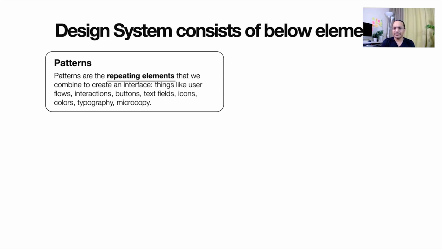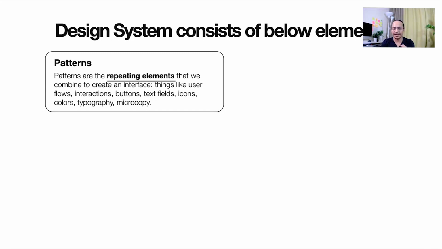Now, what are the different elements that constitute this design system? These are the patterns. And what are these patterns? Patterns are the repetitive elements that we combine to create an interface, like user flows, interactions, buttons, text fields, icons, colors, typography, microcopy, right? So all these patterns are defined in the design system.